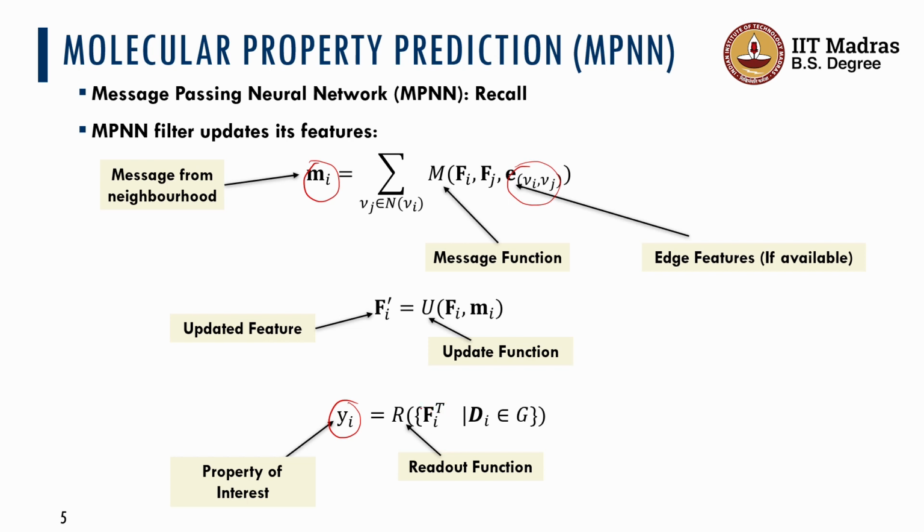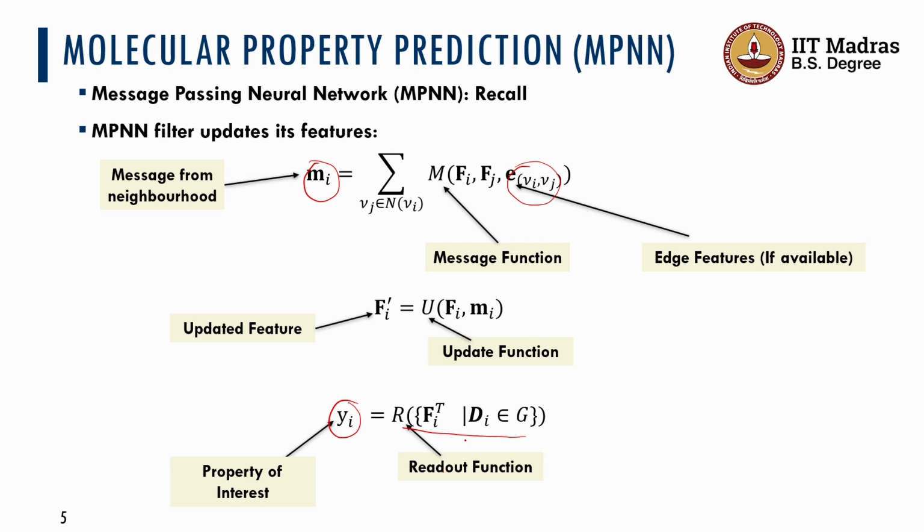Before the readout function, there will be an aggregator function depending on graph related property or node related property. In molecular property prediction, there will be aggregators which will take these updated features, create a feature vector, and during the readout stage, it will predict the property for that particular molecule.